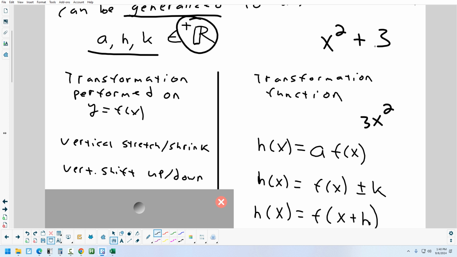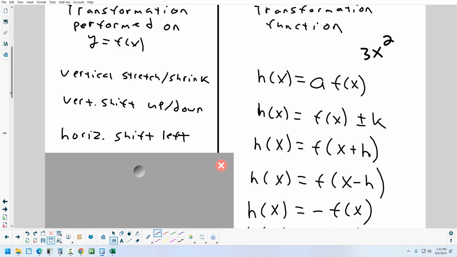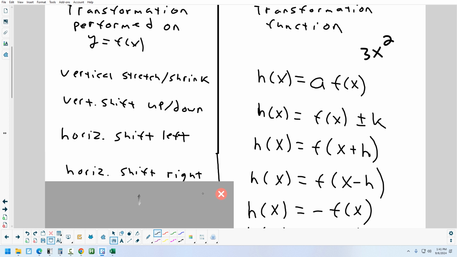How about if you add a number inside the parentheses? What does that one do? Yep, that is a horizontal shift, left. How about if you subtract a number inside parentheses? Which way does that move your graph? Yep, it's going to move it to the right.